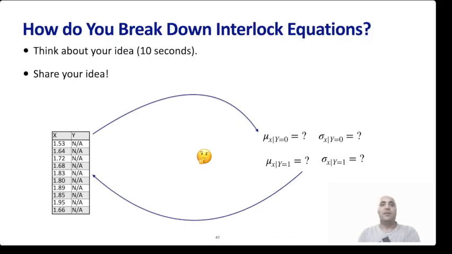Now the question is, if we have a loop, how can we break this loop down? I want you to think about this for 10 seconds. Let's say that you have two variables that depend on each other, and you need to somehow break these connections at some point. What do you do? What do you break and how do you start?